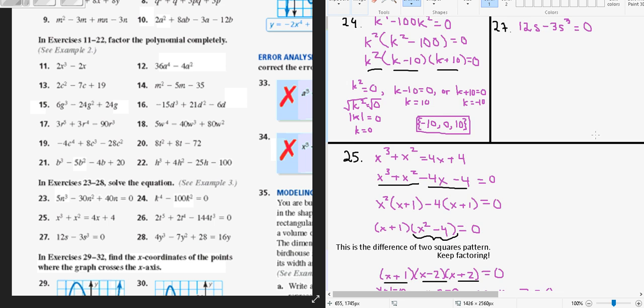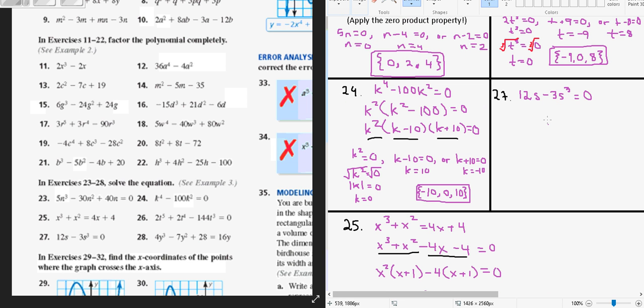All right, on the last question here, number 27. Factor out the greatest common factor, which is 3s. What remains is a 4 minus s squared, which still equals 0. We've got the difference of two squares here, so we need to factor that. So we have 3s times, this is 2 squared minus s squared, so 2 minus s times the quantity 2 plus s is the factored form, again using the difference of two squares pattern.